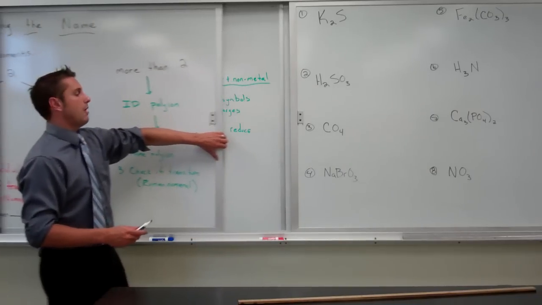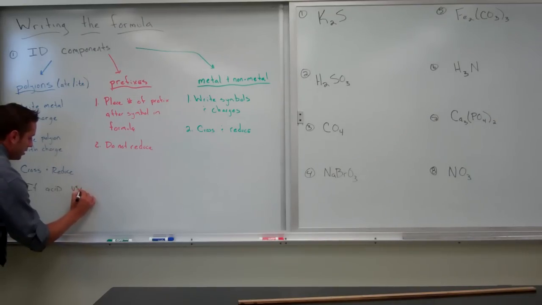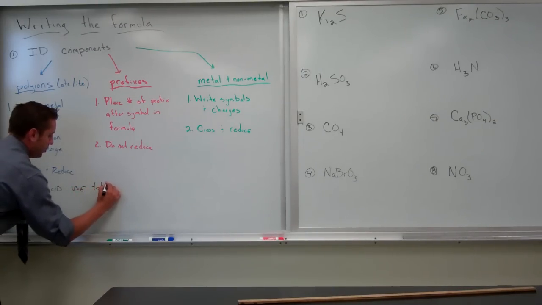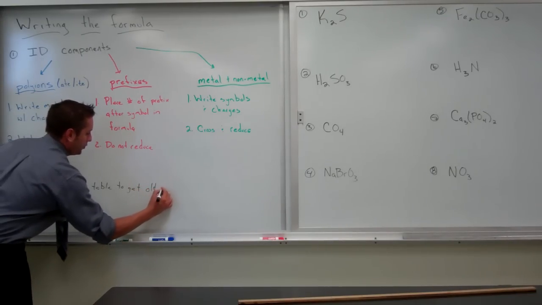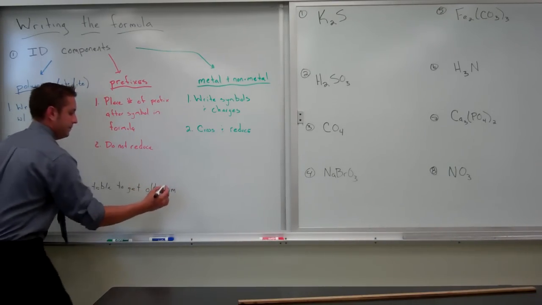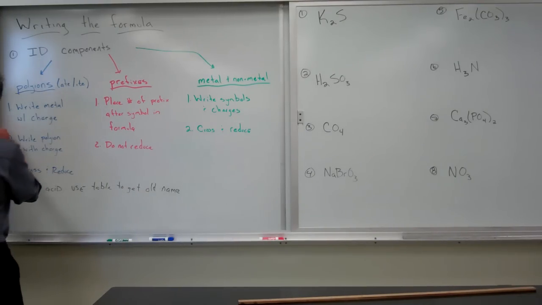With the formula writing, we ID the components. The second thing that it could be is if it's an acid, use the table to get the old name. And then once you get the old name, you just follow what you see above.